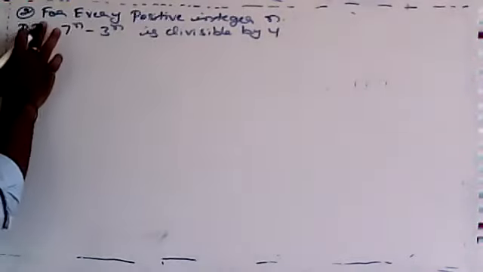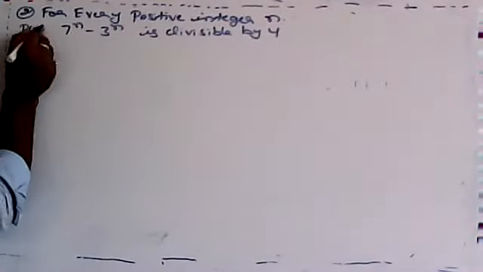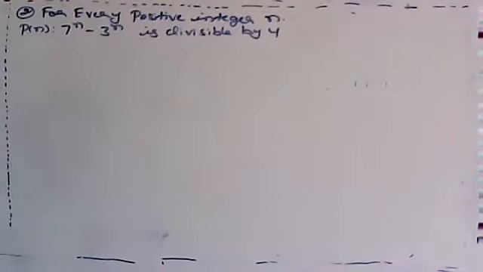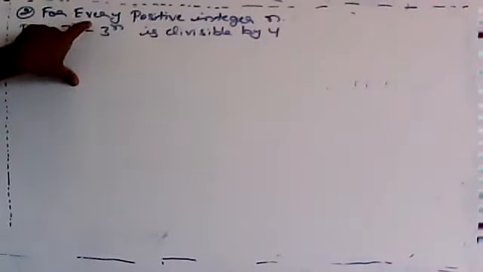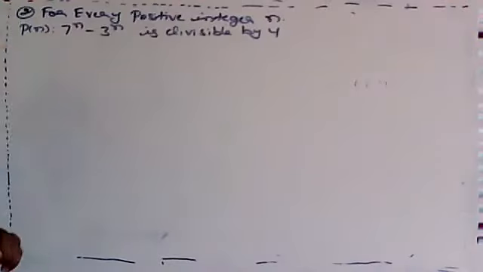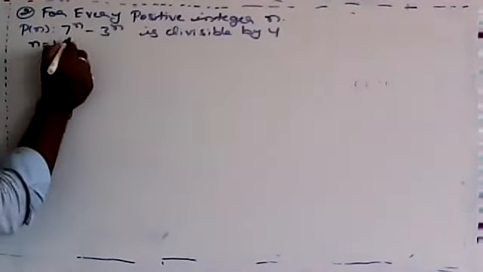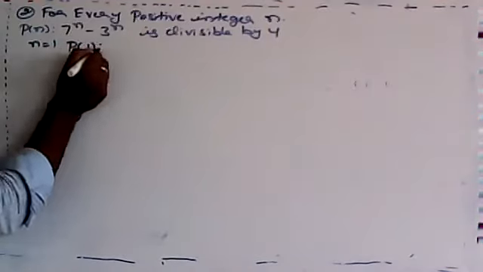So the first thing we have to consider is this one as P of n. Correct. We have to consider the given statement as P of n. Then same rule we have to follow. So P of n is 7 to the power of n minus 3 to the power of n is divisible by 4. Okay. Then next one, n is equal to 1 we have to take. Then P of 1, what do you get, P of 1?